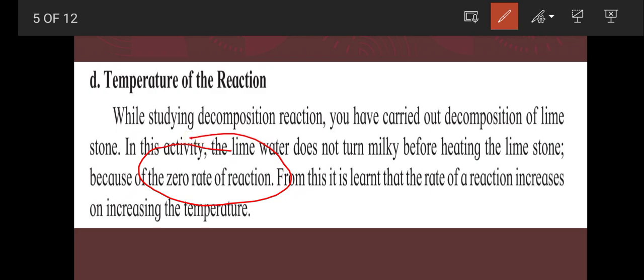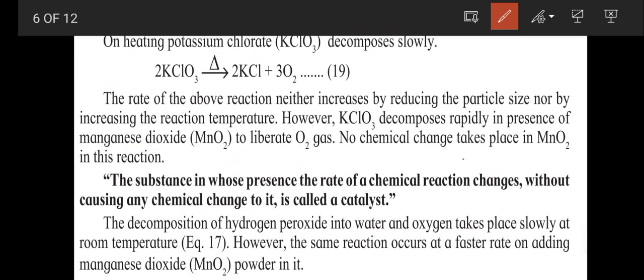From this we learn that the rate of reaction increases on increasing the temperature. If the temperature increases, the rate of reaction also increases. Okay, so this one is about the rate of reaction. And the last one is the catalyst.